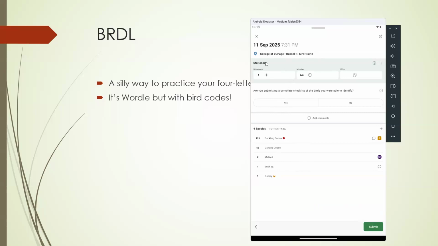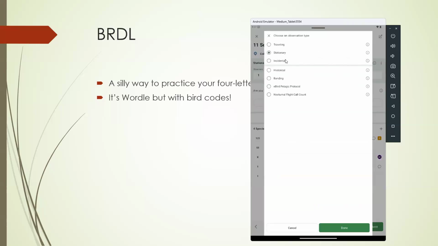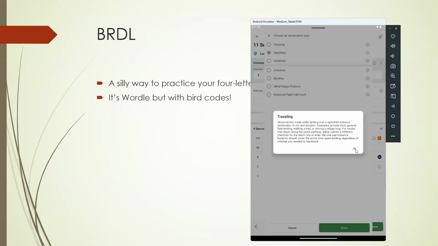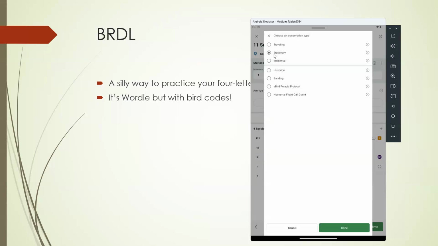Now, other things, protocols, stationary. By default, it's going to try to guess what the protocol is. So traveling and stationary and incidental are the three common ones you'll use. Traveling is if you're walking around, basically if you do anything but sit still, it'll always pick traveling. That's just generically moving around. The other thing is they have these icons to the right of them that give you a definition. So if you're ever concerned which one you should pick, click the eye, it'll explain it to you.